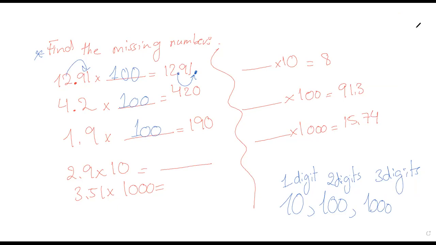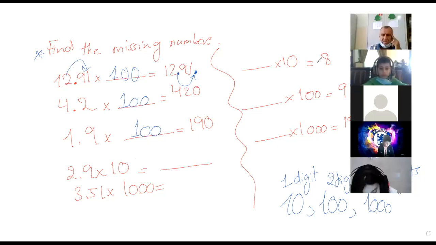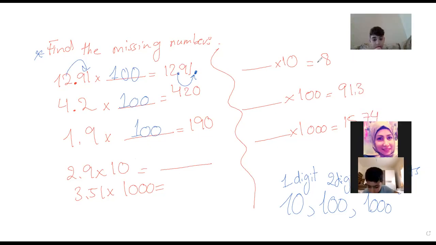Isa. 2.9 times 10. How do we multiply a decimal number by 10? We move the decimal point to which side? To the right side. How many digits? One digit, exactly. So move it one digit to the right side. So the answer will be 29.0, or we can write it just as 29. Thank you, Isa.